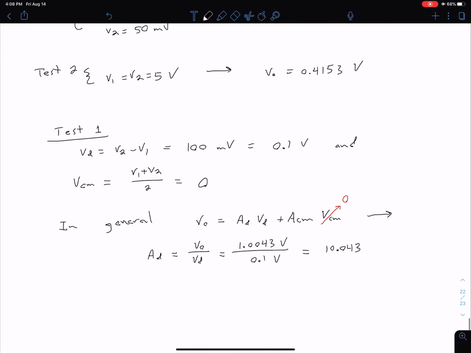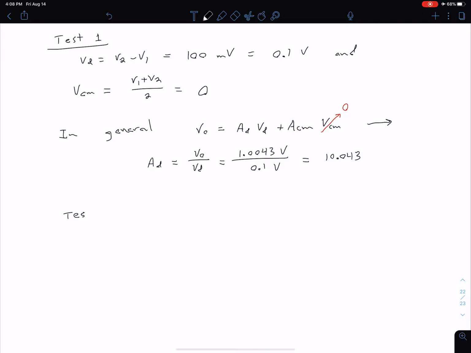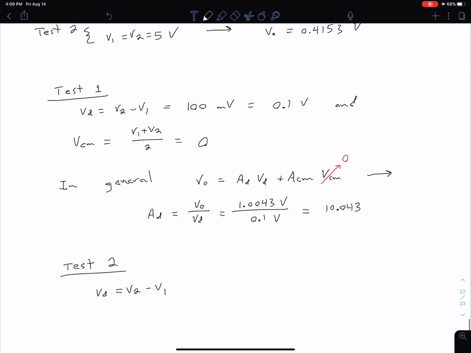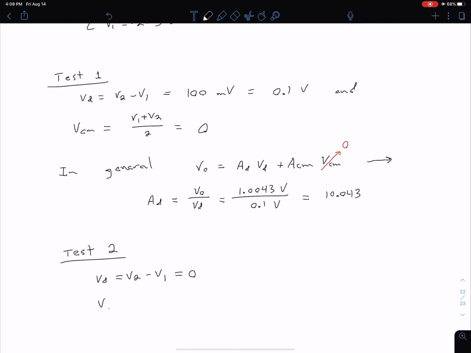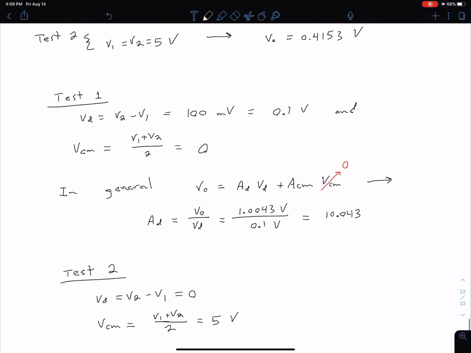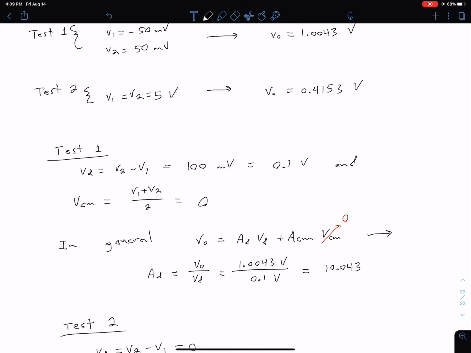Okay, so now let's look at our test 2. For test 2, we have our differential voltage. We're going to do the same type of thing, still defined as V2 minus V1. But now we see V1 and V2 are the same, so we have 5 minus 5, so our differential voltage is going to be 0. And now our common mode voltage is equal to V1 plus V2 divided by 2. Again, V1 and V2 are both 5, so we get 5 volts as our common mode voltage, which we would expect because 5 volts is what's common between the two inputs. Both of them have that same value.